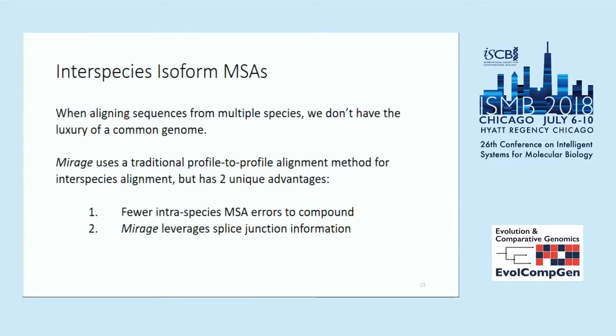Now, once we're aligning between species, we don't have the advantage of being able to map each isoform to a common genome. For that reason, Mirage has to use a more traditional profile-to-profile alignment method for interspecies alignments, but Mirage has 2 unique advantages. The first is that it has fewer intraspecies multiple sequence alignment errors to compound in its downstream alignment steps. The second advantage is that Mirage is able to leverage its splice junction information in its heuristic scoring schemes.